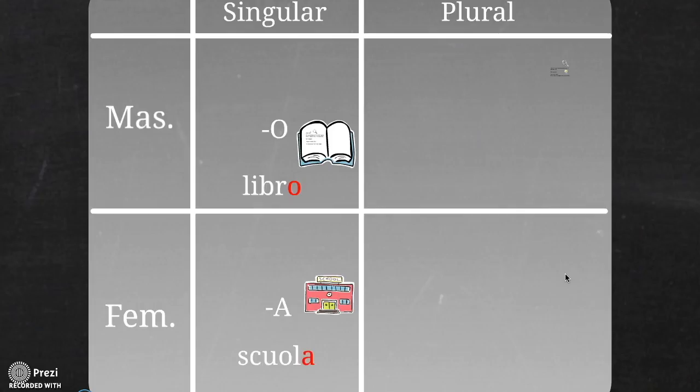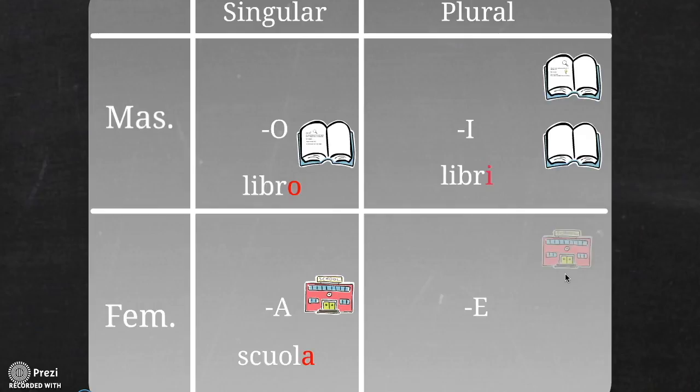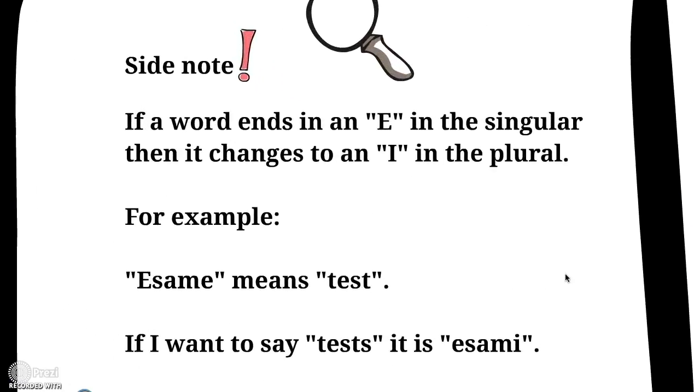Scuola. Now, when we want to say something is masculine, plural, we change the O and make it an I. So if I want to say books, what would the libro become? If you said libri, then you're correct. And the feminine plural changes to an E. So when we want to say schools, more than one, we say scuole. So that's the easy part. Now we're going to kick it up a notch.